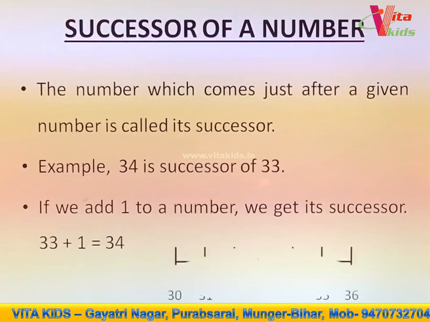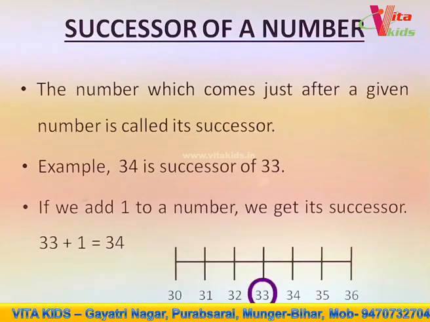If you see it on the number line, from 33, the next is 34. So when we go to the next number on the number line, we get its successor. On the number line, the number on the right is called the successor.